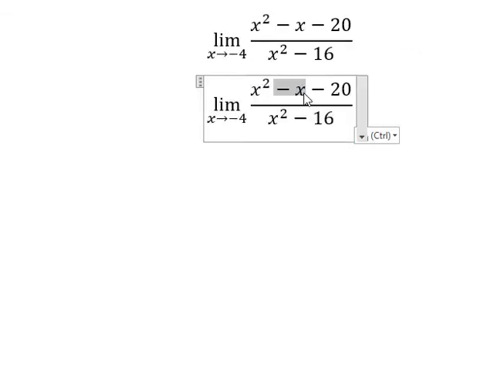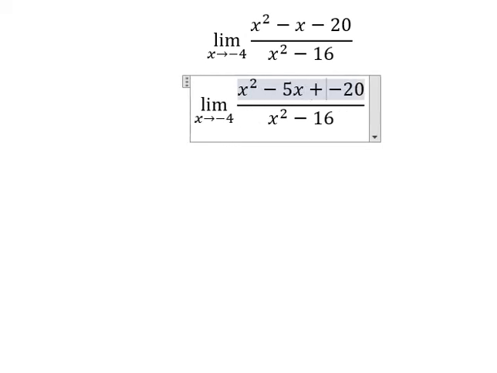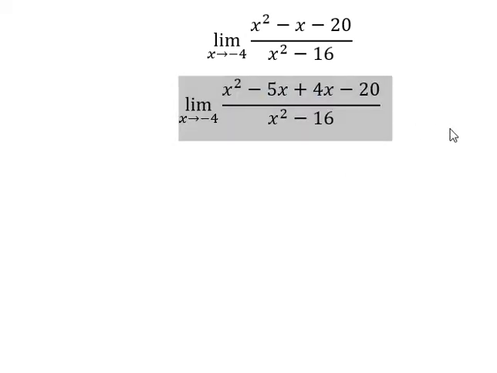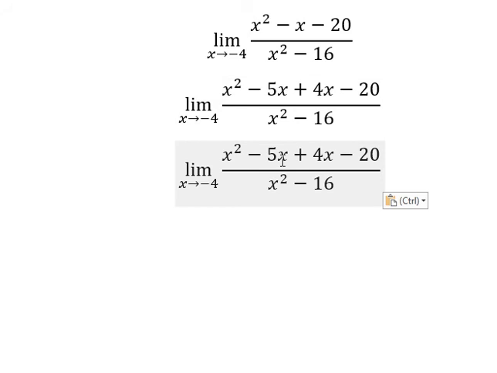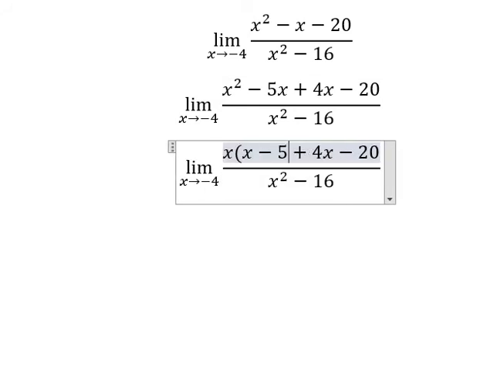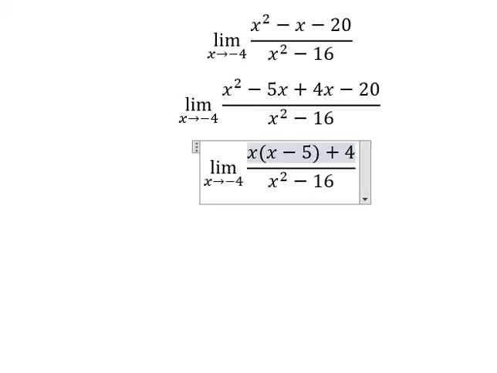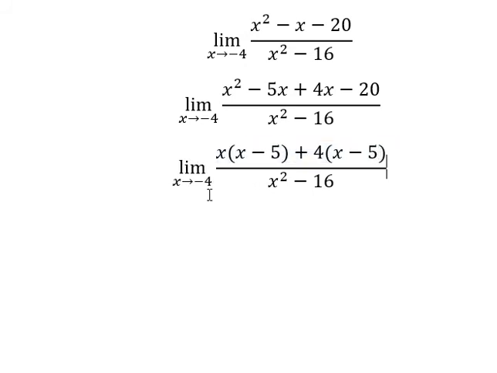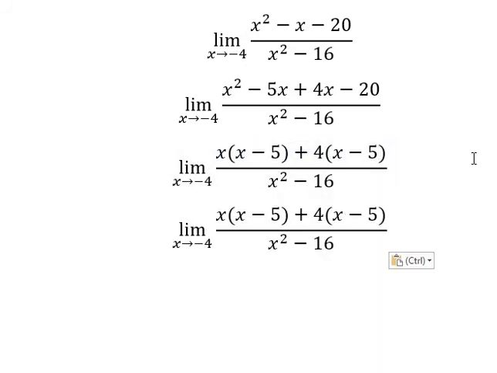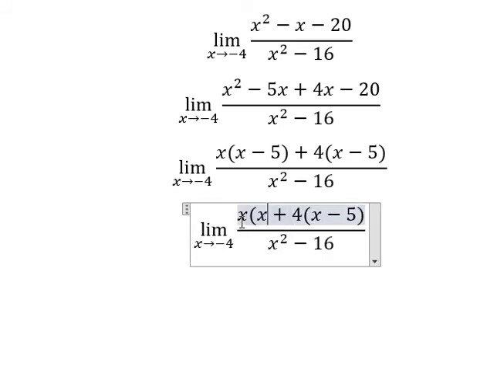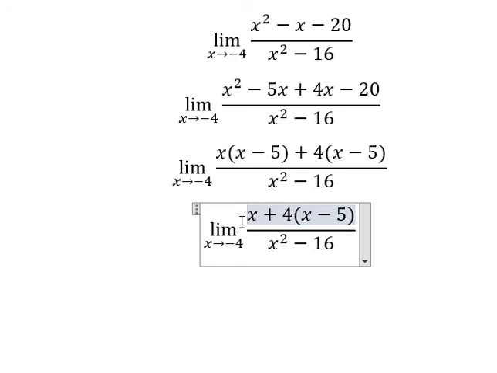About negative s, I can put into negative 5s plus 4s. We can do factorization by s. This one by number 4. So we have s minus 5, s minus 5. We can do factorization.